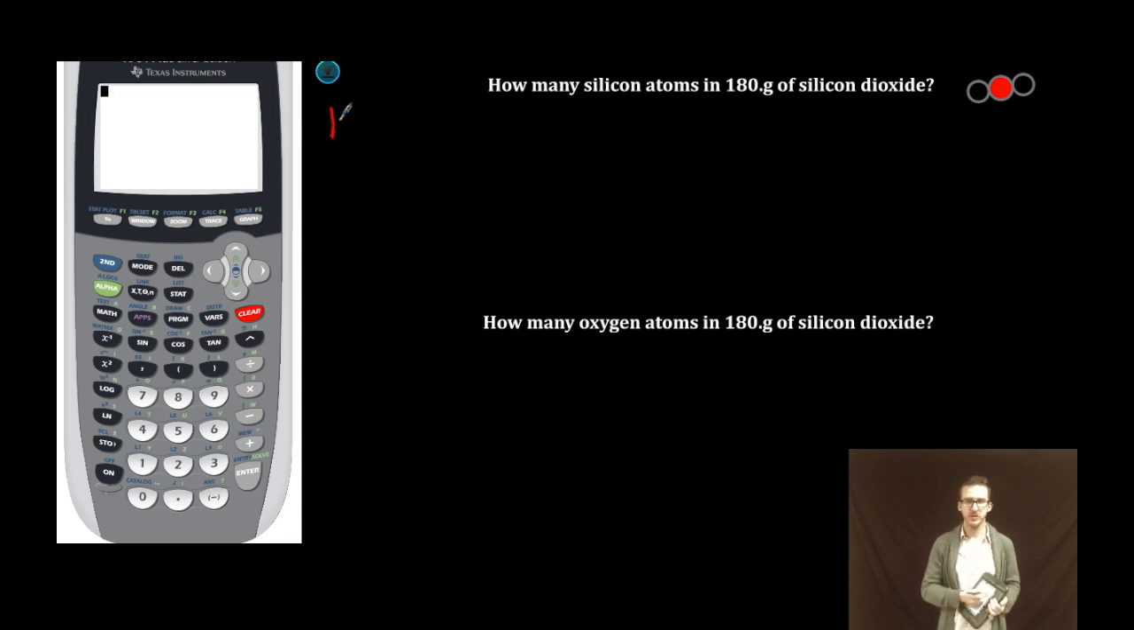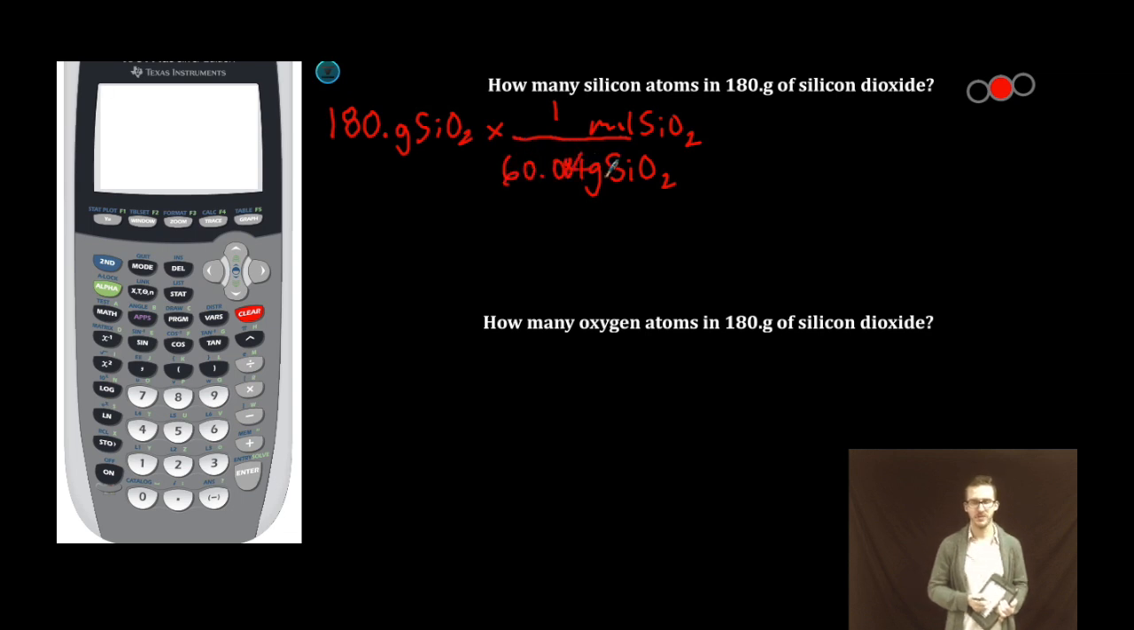So, first thing I'm going to do is start with the amount that I'm given in the problem, 180 grams silicon dioxide. I'm going to multiply that by a conversion factor, grams on the bottom for it to cancel out, moles on top. I know from the previous problem that 1 mole of silicon dioxide is equal to 60.084 grams of silicon dioxide.